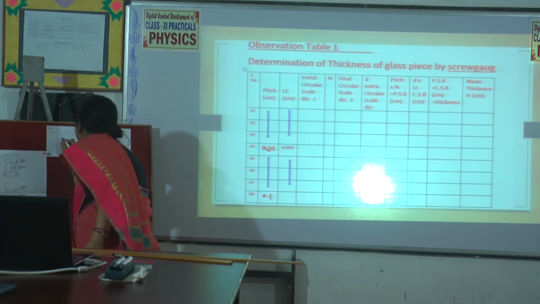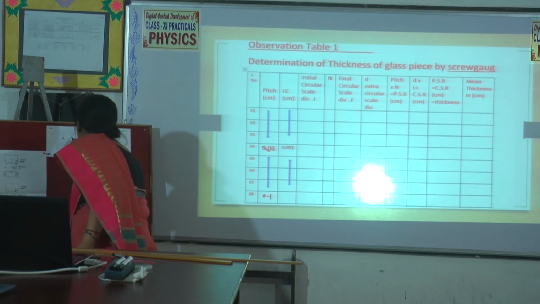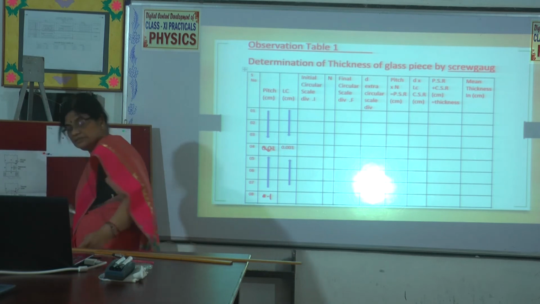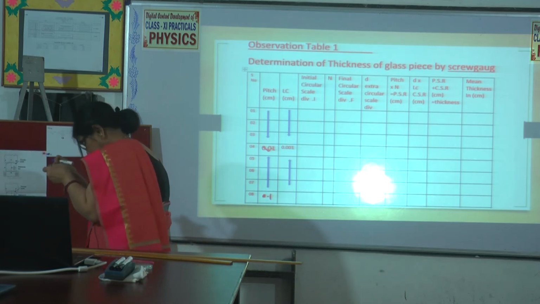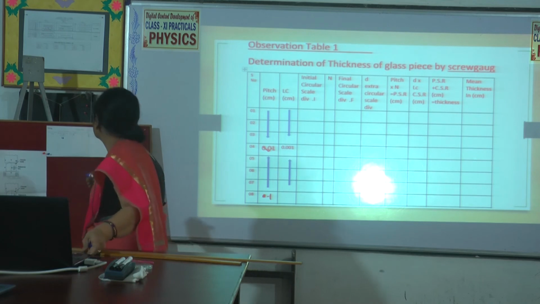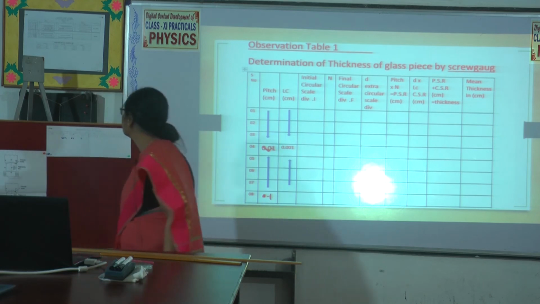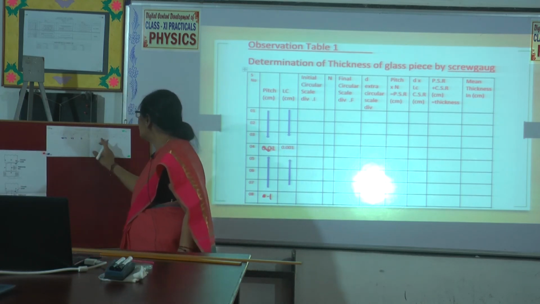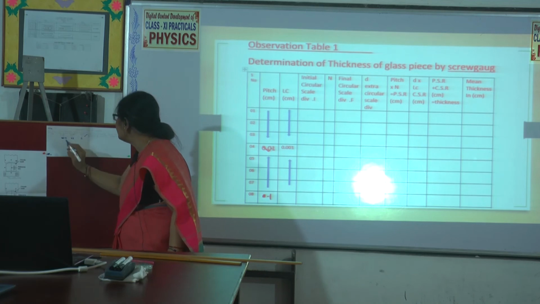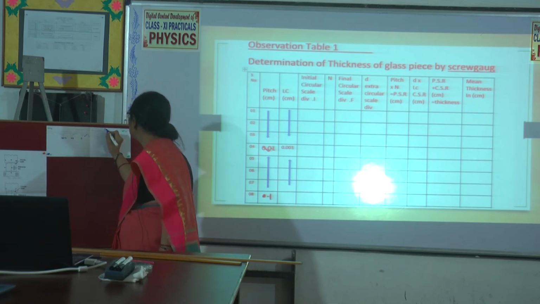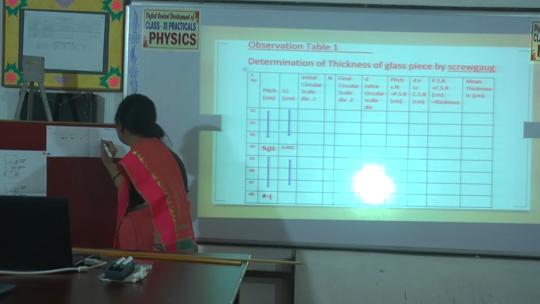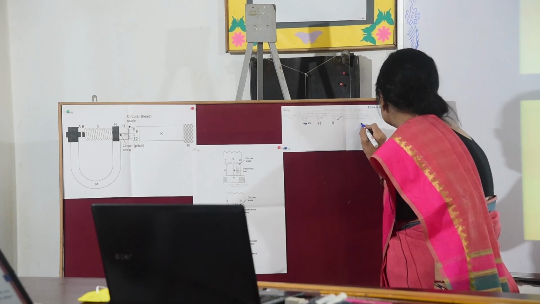So in that way, you can put it here: the initial is 62, the final is 85, and the number of rotations is 11. Now, what will be your pitch scale reading? Number of rotations multiplied by pitch. And what was your pitch? 0.1 cm. So what will be your pitch scale reading here? 11 into 0.1. So what will this be?